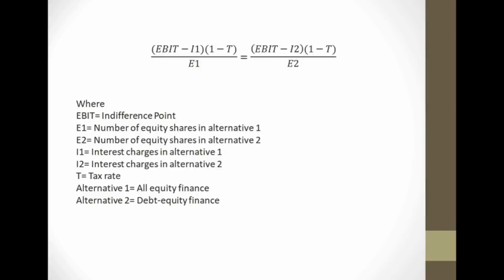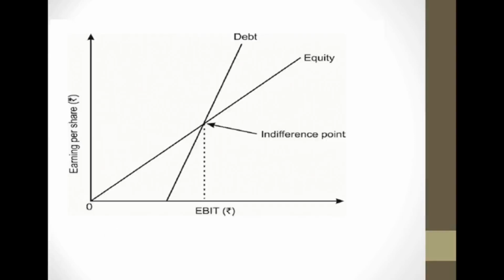So it's going to be a combination of debt and equity. Okay, and in the first alternative it's going to be all equity finance. And in this scenario we are going to find something called the indifference point. Now the indifference point is nothing but a point at which two alternative finance sources, alternative 1 and alternative 2, both have the same EPS. You can understand it better over here.